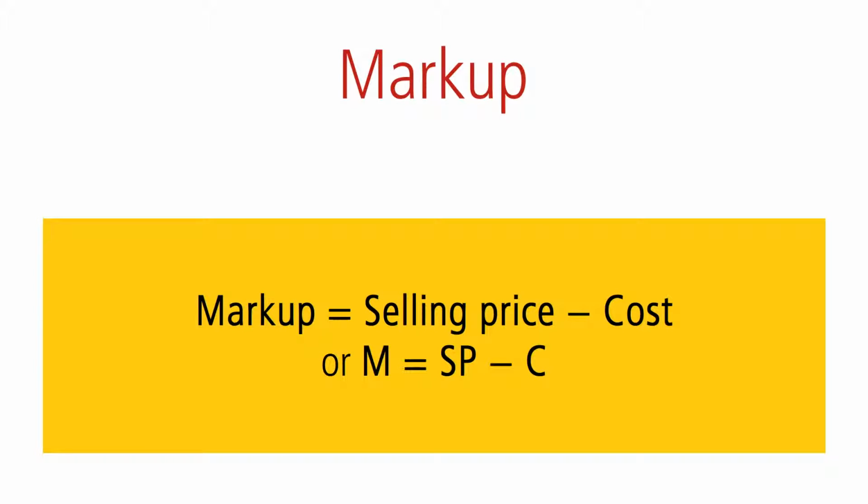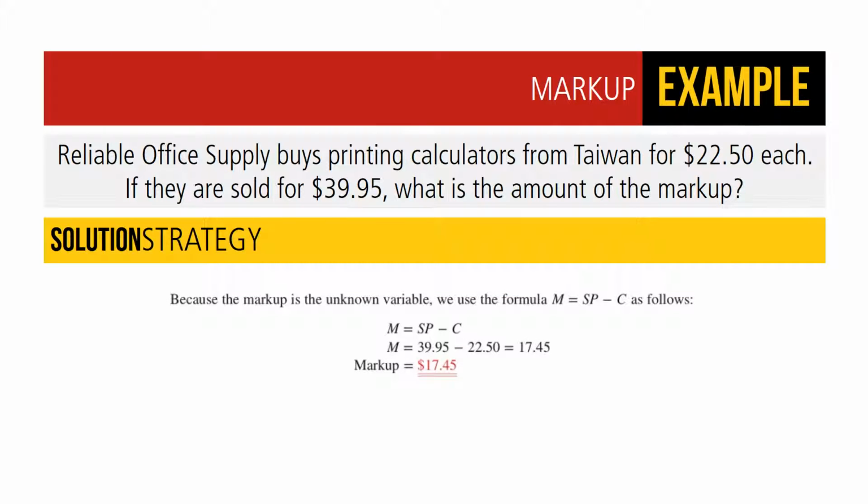Equations are solved by isolating the unknowns on one side and the knowns on the other. Using this theory, when the amount of markup is unknown, the equation can be written as markup equals selling price minus cost, or M equals SP minus C. Now let's use an example finding markup.